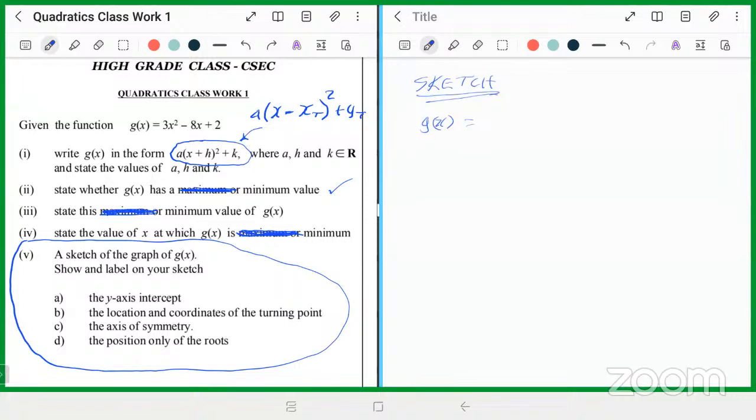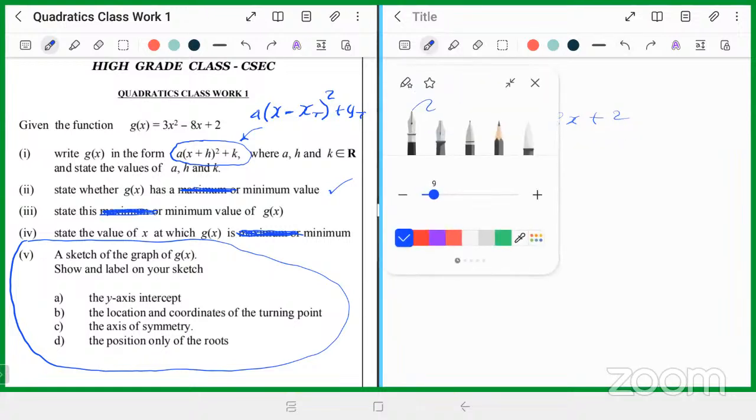All right, so g of x is equal to 3x squared minus 8x plus 2. Now, you really don't need to rewrite this to do this pattern, but I'm just doing it for the purpose of explaining. So this standard form tells us 2 things. What are the 2 things?